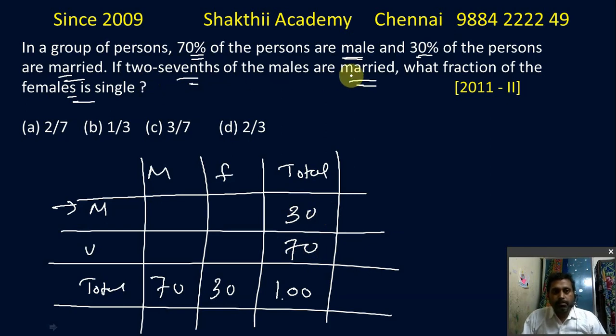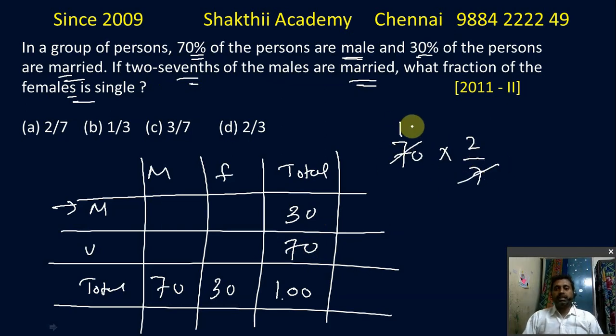If 2/7 of the male are married, total male is 70. In that, 2/7 are married. That means it is 10 times 2, and it is 20. So 2/7 are married means 20 men are married. What fraction of the female is single? That is female unmarried. They are talking about this part. Unmarried female. What fraction are they asking?